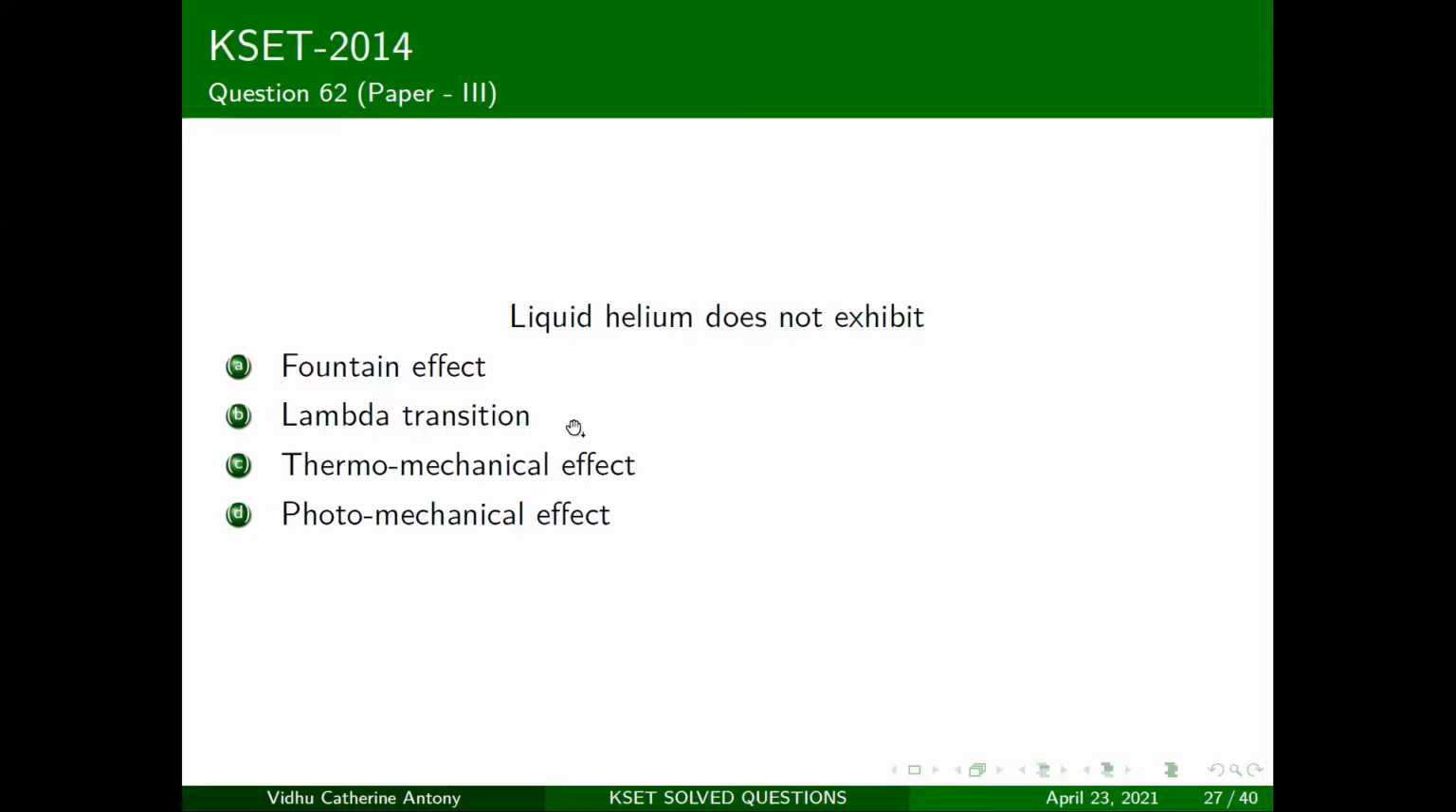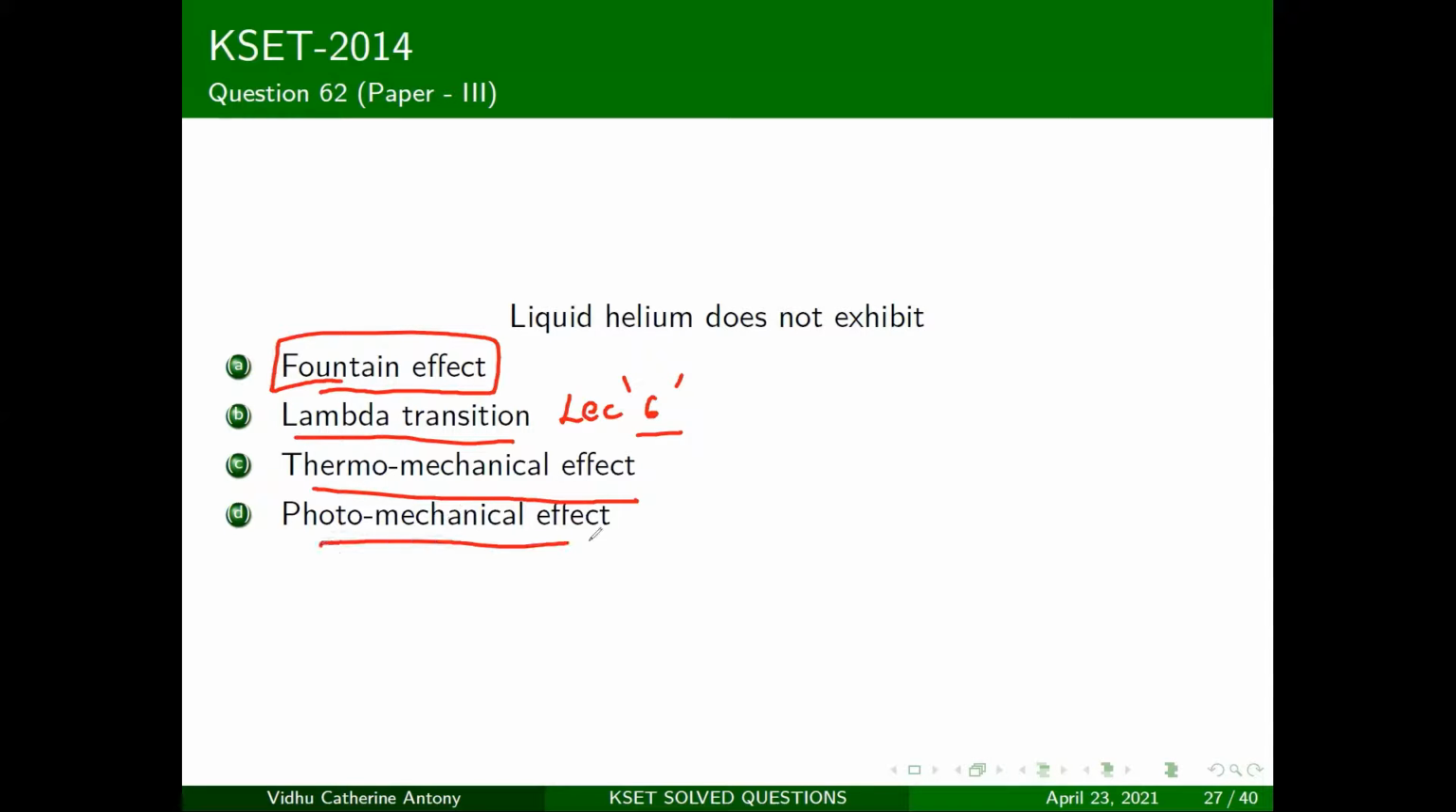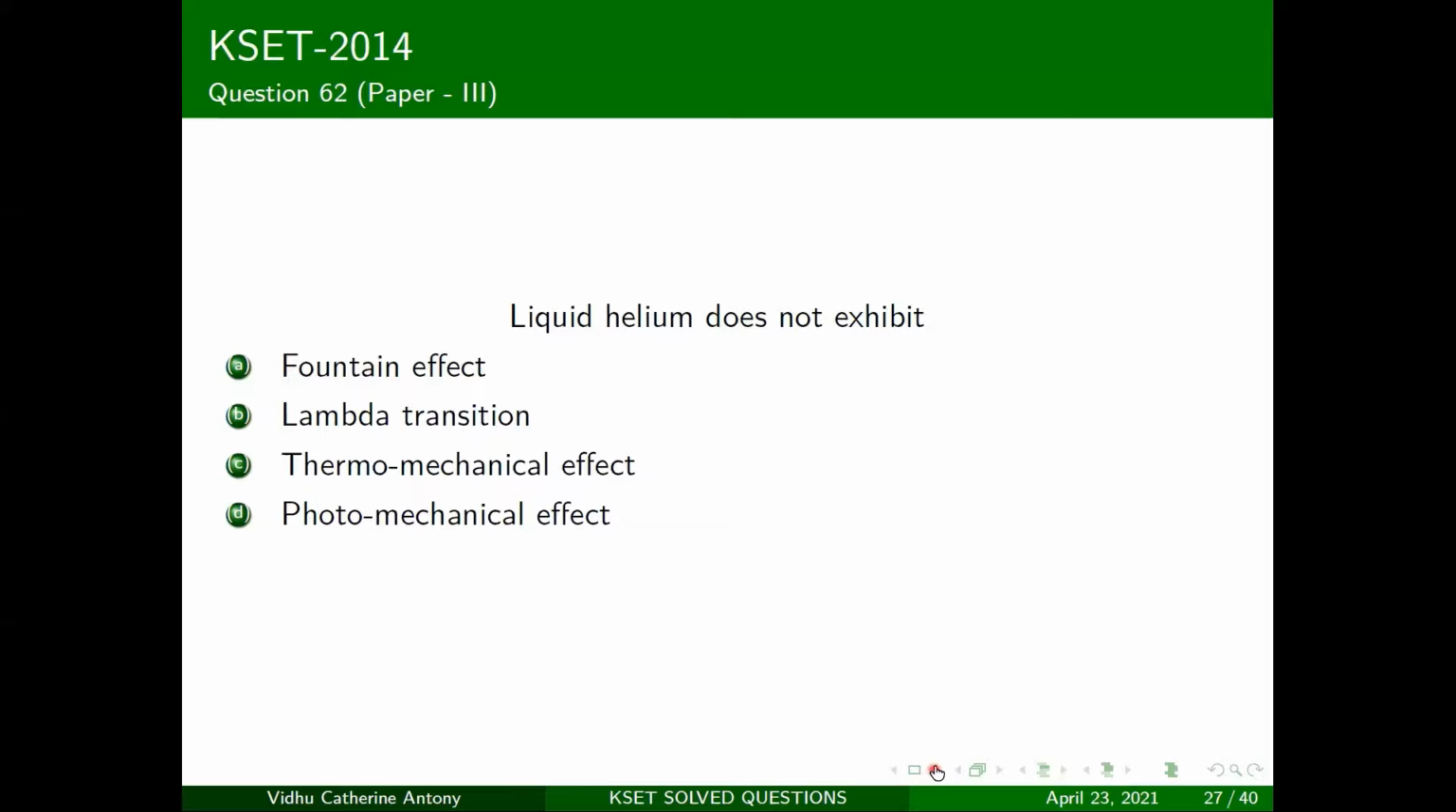Okay, and we talked about this in lecture number 6. I'll probably put a link to that in the description once I upload this to YouTube. Okay, so this is the fountain effect, this is lambda transition, this is thermomechanical effect and photomechanical effect. Let's just understand each of these.